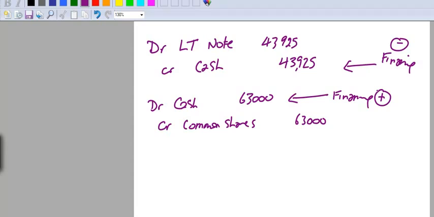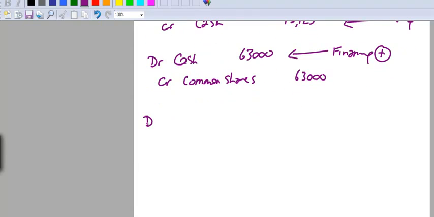Last but not least, we're going to look at declared and paid dividends. When you declare dividends, you debit dividends declared, credit dividends payable.